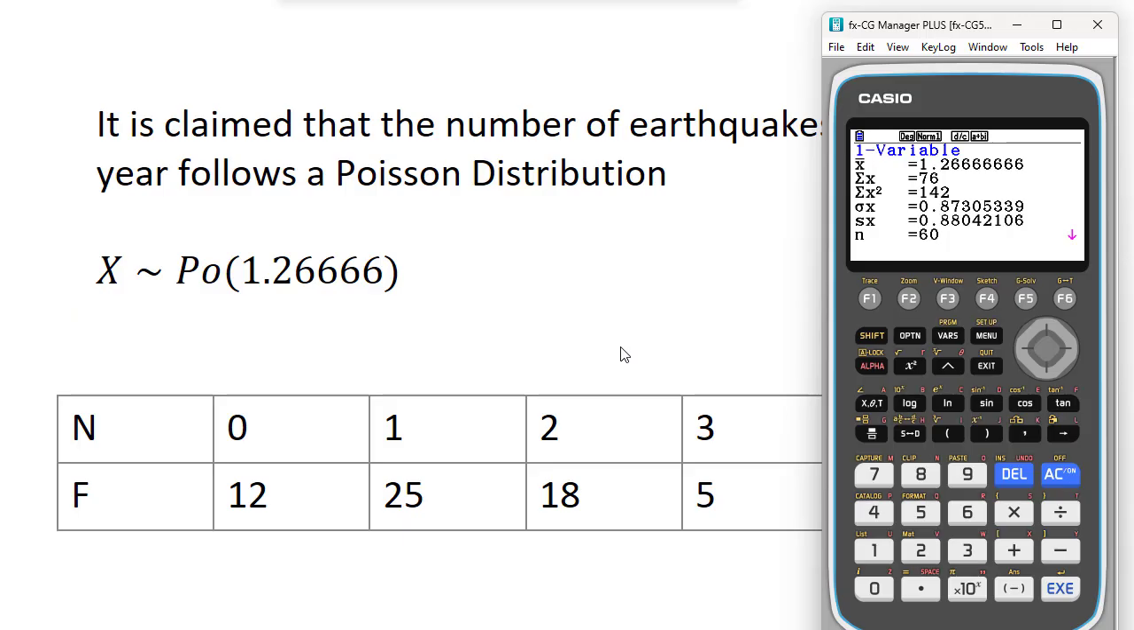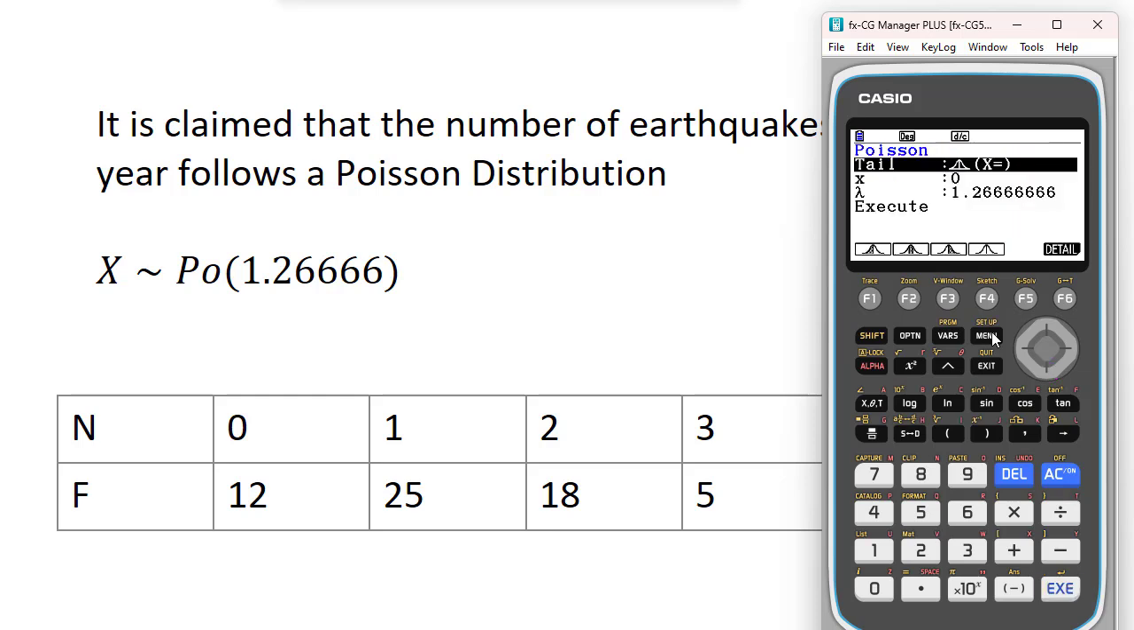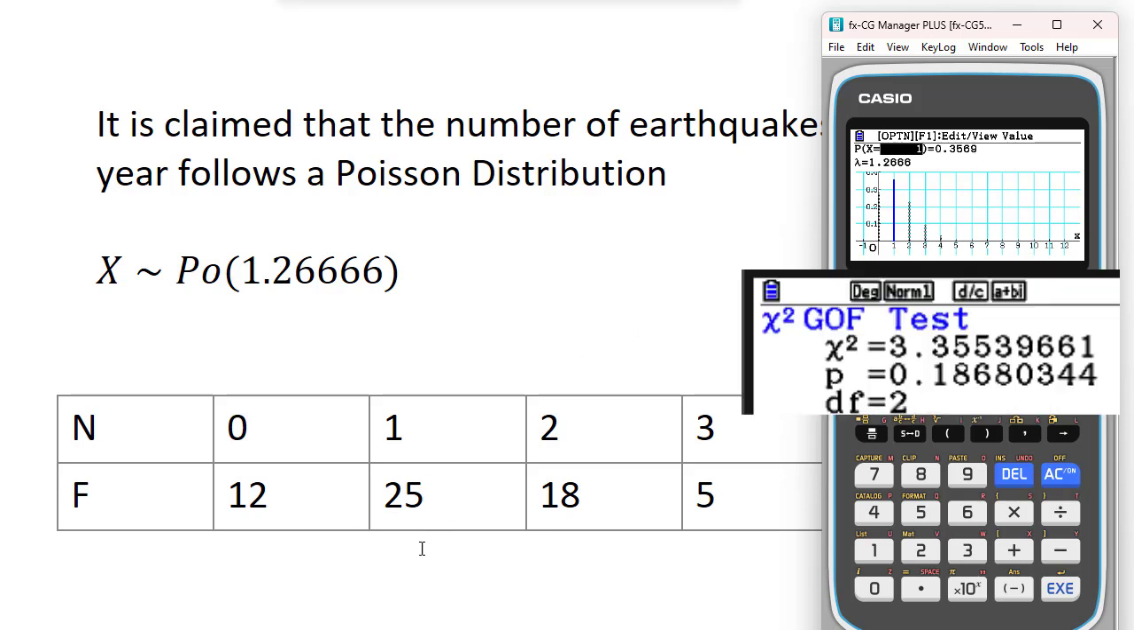And just to remind you to do that, I'll go to menu down to distributions, Poisson. Well, I know that the average is 1.266. What is the probability of getting 0? 28%. So I'm going to find 28% of 60 and put that as my expected number against 12. Then I'm going to go for 1. 35% of 60 and put that against 25 and then see how good the fit is.